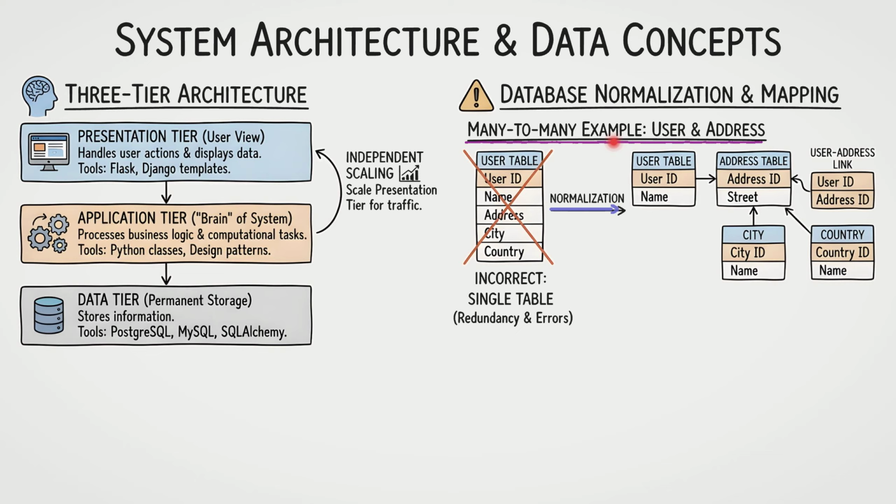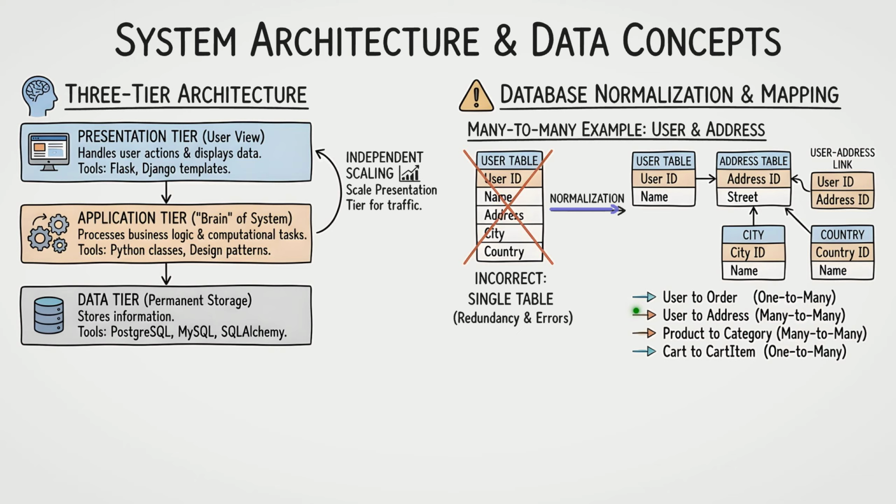We use several common mapping types here. For instance, user to order is one-to-many, while product to category is many-to-many. A cart to cart item is another one-to-many relationship.